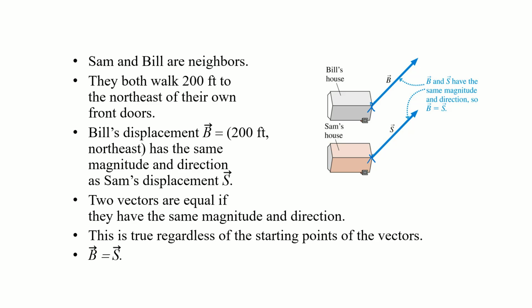The fact that Bill started at his house and Sam started at his house does not change the fact that those vectors are the same. Remember, the vectors have just the magnitude and direction. And in both those cases, the magnitude of that vector is 200 feet and the direction is northeast. And since that's the same for both Bill and Sam, those vectors are identical. They are the same.